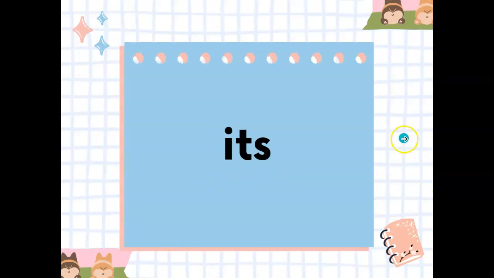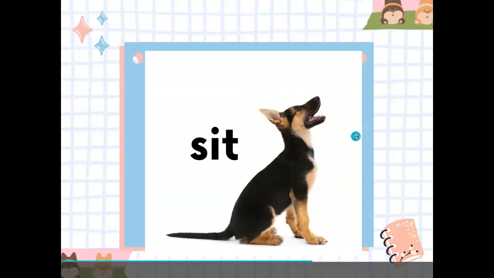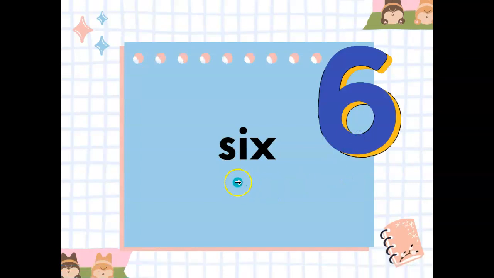It's going to be a sunny day outside today. What's this word? Sit. Let's say it 3 times. Sit, sit, sit. I taught the dog to sit on command. Sit. What's this word? Six. Let's say that 3 times. Six, six, six. There were six cupcakes left after the party.